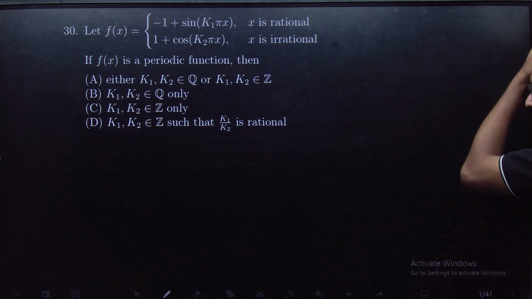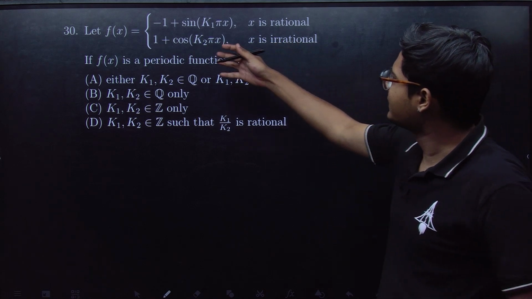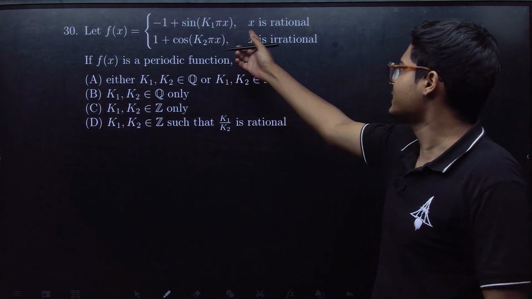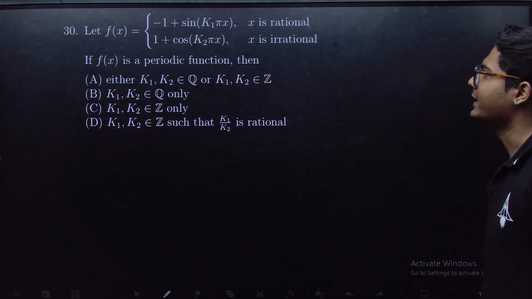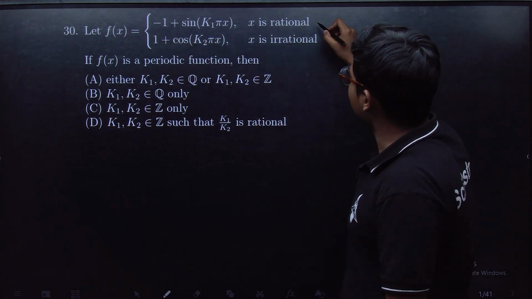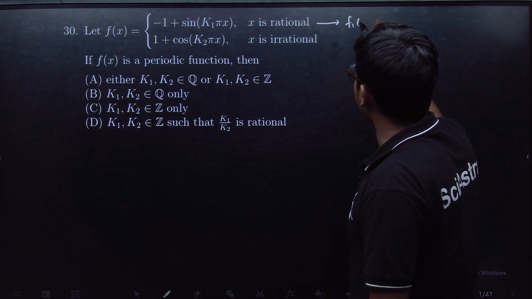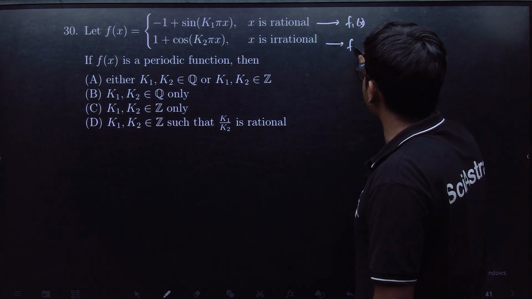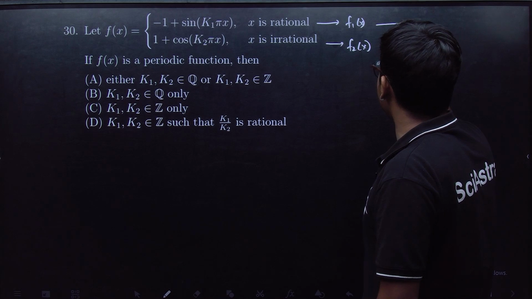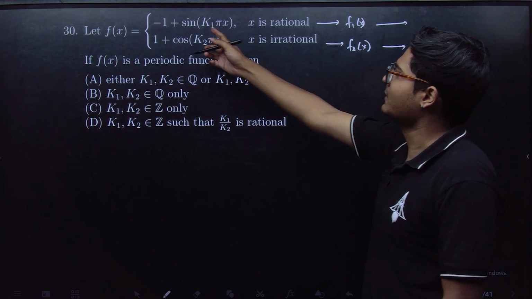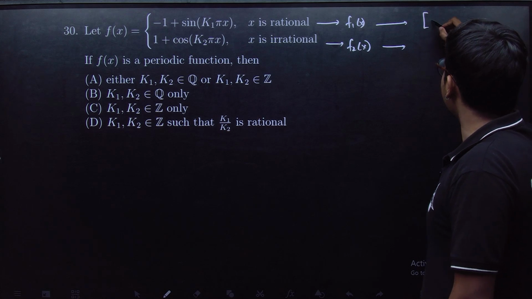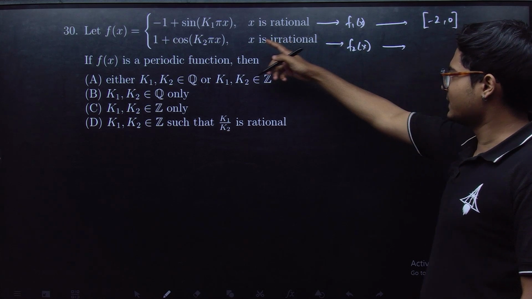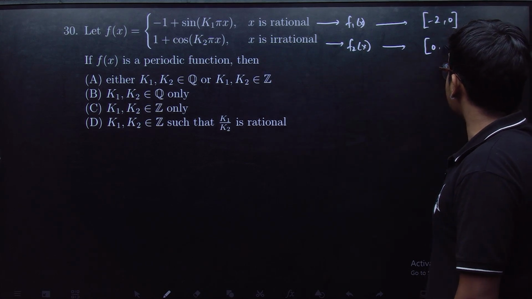So suppose you have a function f(x) which is defined piecewise as minus 1 plus sine k1 pi x if x is rational, and 1 plus cos k2 pi x if x is irrational, right? So first of all, one thing you can observe is I can call this part f1 of x, I can call this part f2 of x, right? And the range of these two parts individually are what? Minus 1 plus sine k1 pi x is going to range in between minus 2 and 0 inclusive, and this one is going to range in between 0 and 2 inclusive, right?